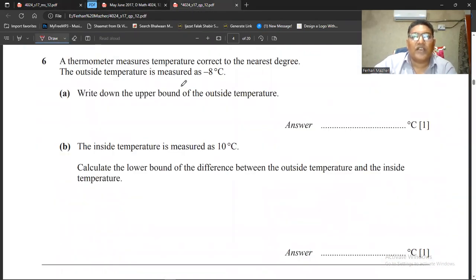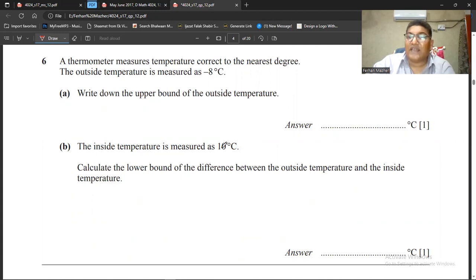Okay, so we are going to the next question, and the next question is question number 6, B part. The inside temperature is measured as 10 degrees centigrade. This is also measured. The thermometer they were using was correct to 1 degree centigrade. So we can find the upper bound and lower bound of this inside temperature also. And then the question is: calculate the lower bound of the difference between the outside temperature and the inside temperature.